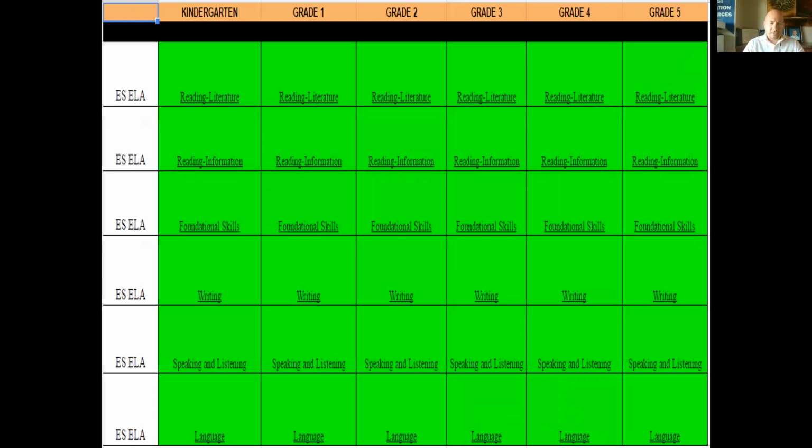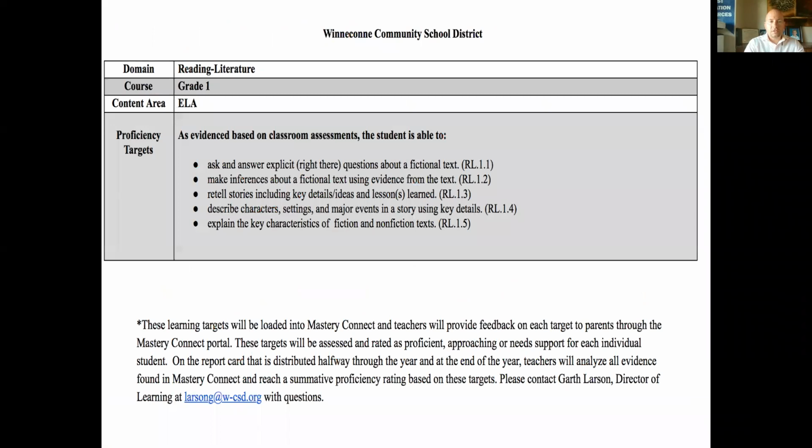This is all done in Google. What I'm going to show you right now is all done in Google, all linked in Google. It was something that we did in Winneconne as a way for our teachers to go through this process. So if you are a grade 1 teacher in our district and you're teaching literature, these are our learning targets, or as you can see on the left, our proficiency targets of what we expect a student to do in grade 1 for literature. You will see that some of them may look similar to the standard and some of them might have a little bit of a different language or a little bit of a different feel.